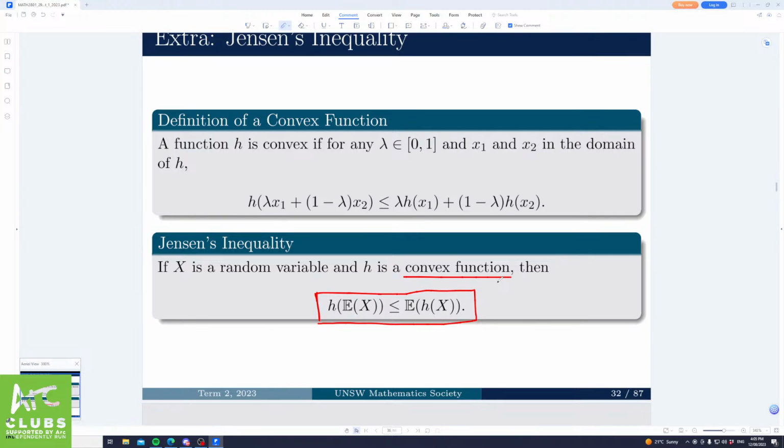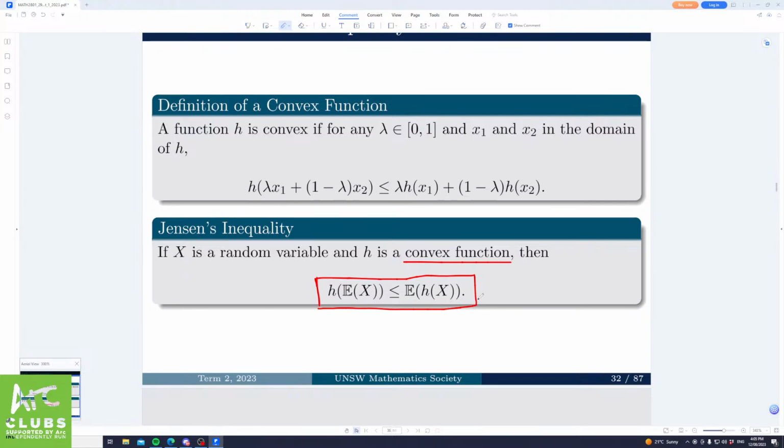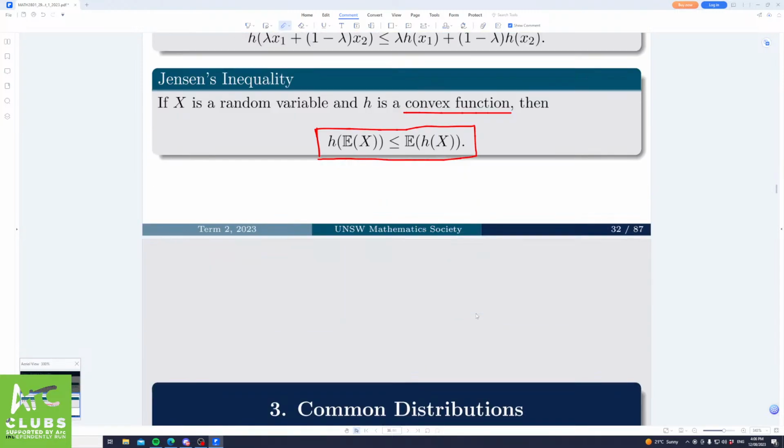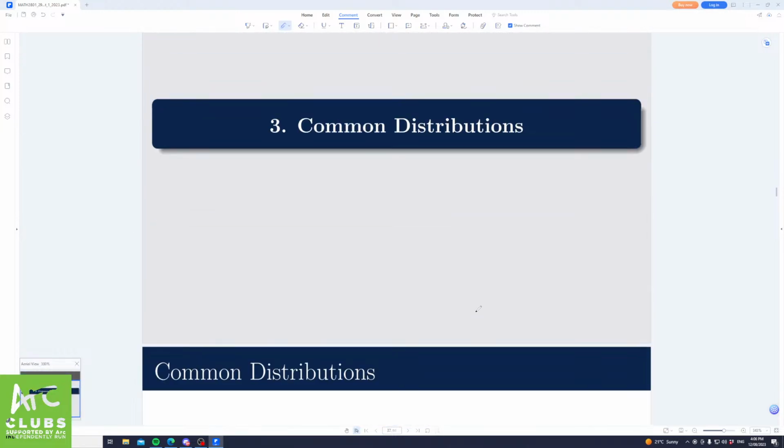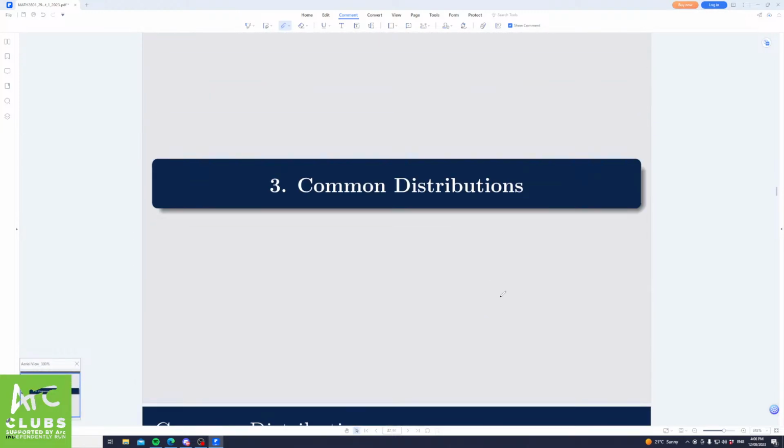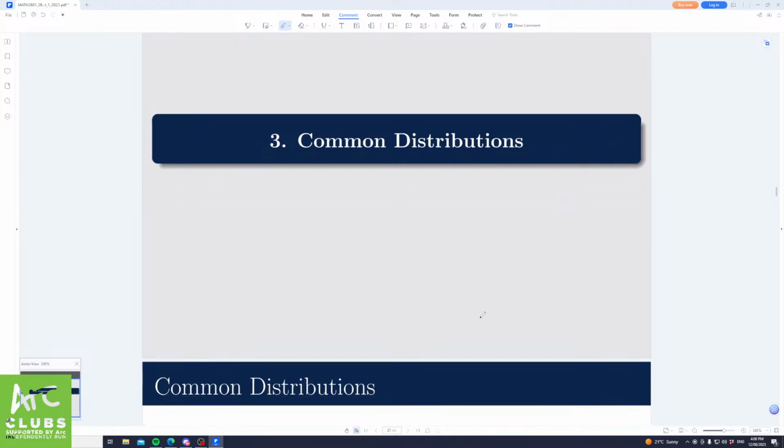That's the only condition. And if h is a convex function, you can apply this inequality whenever you want. Still yet to see a question with that inequality. And finally, just to rush through these, common distributions.